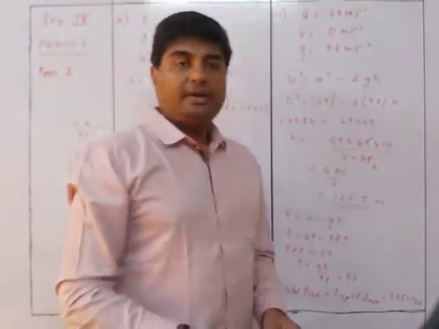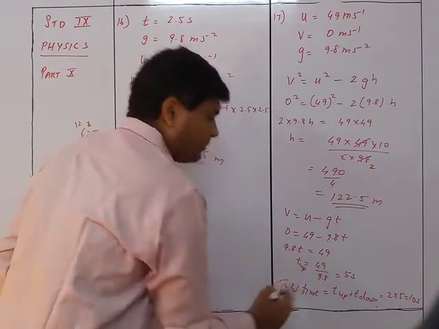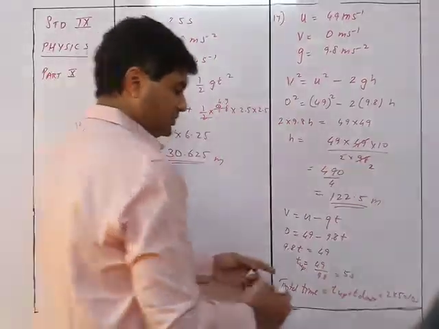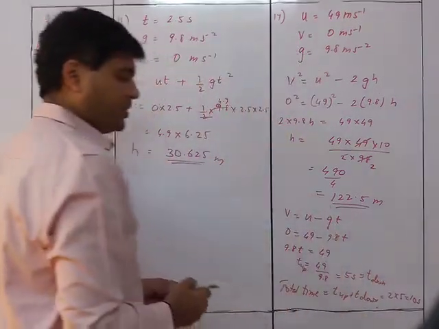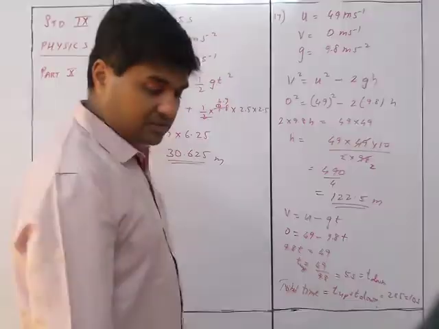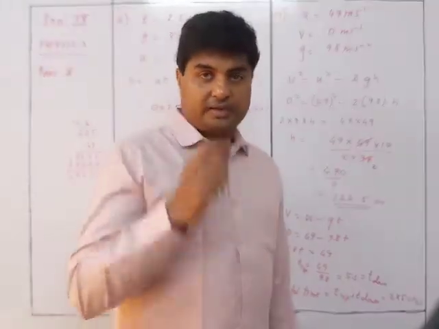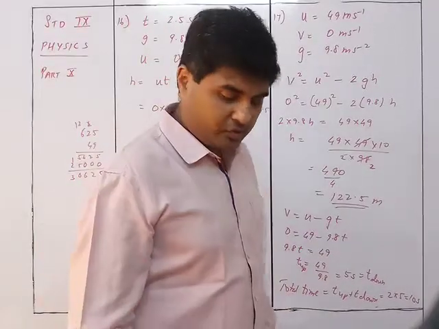This is the time to go up. Now the time to go down is also going to be the same, so this is also equal to t down. Therefore it will be 2 into 5 is equal to 10 seconds. Always remember this thing: the time taken for any body to go upwards will be the same as the time it takes to come down.